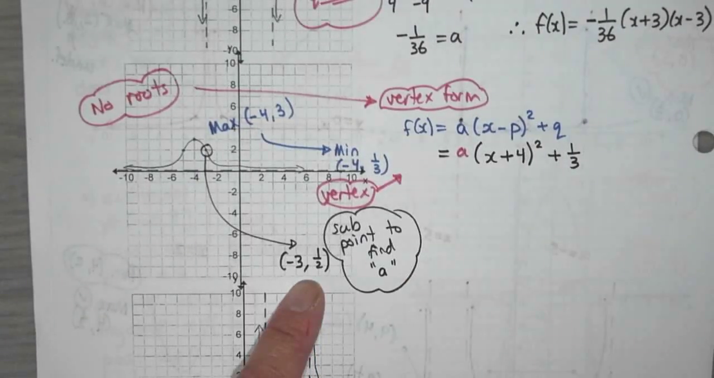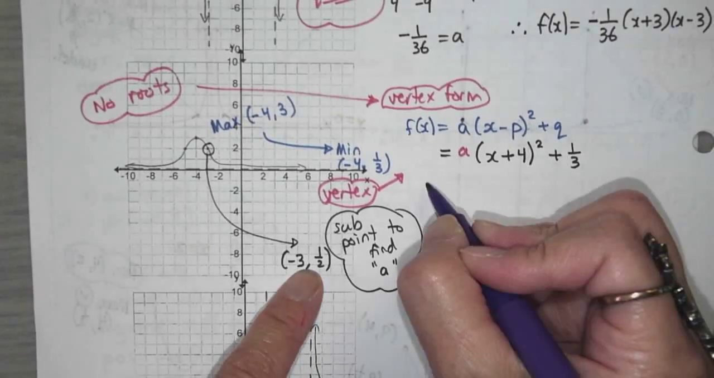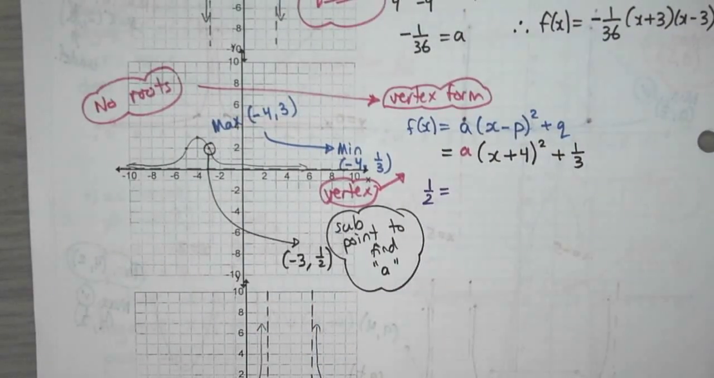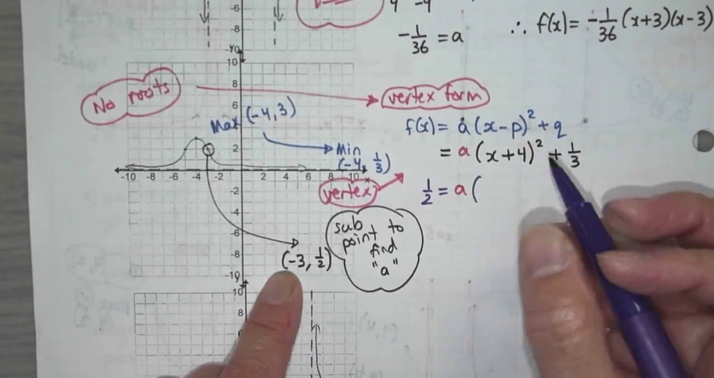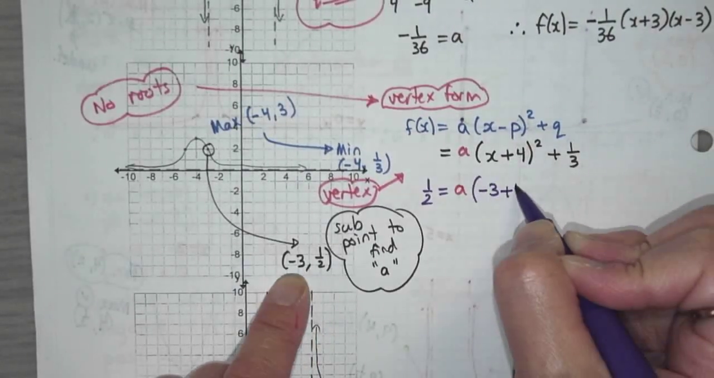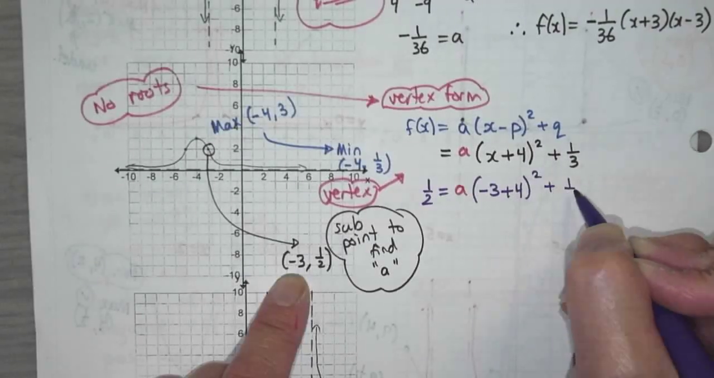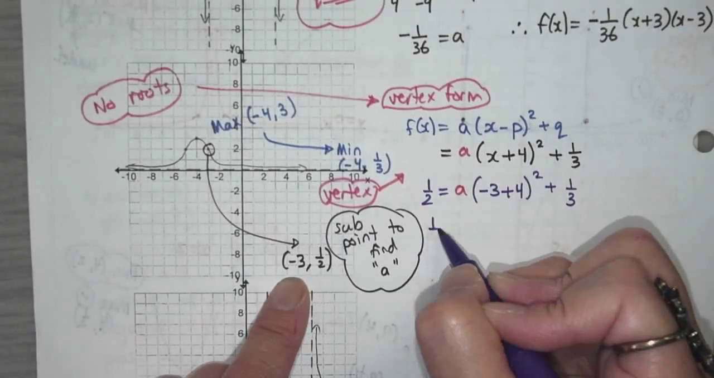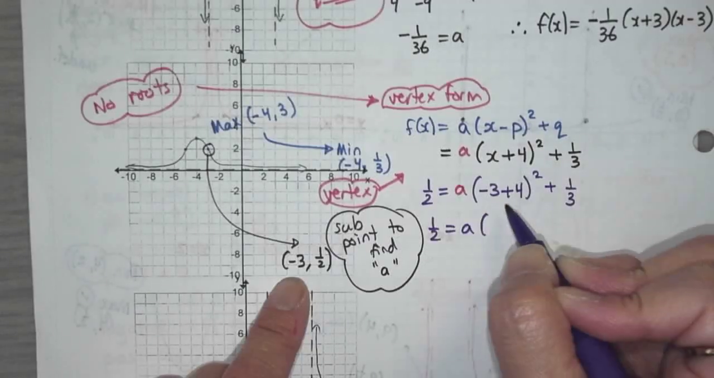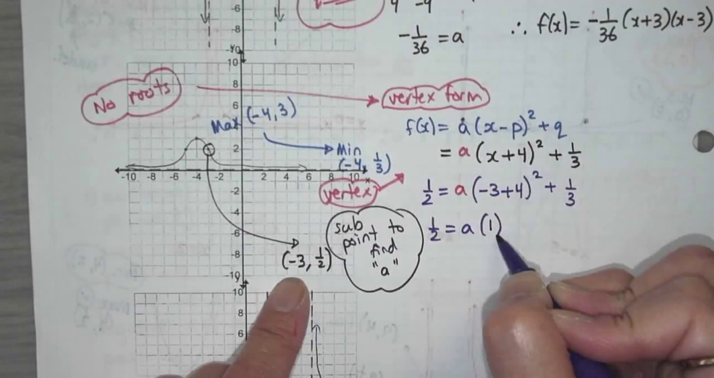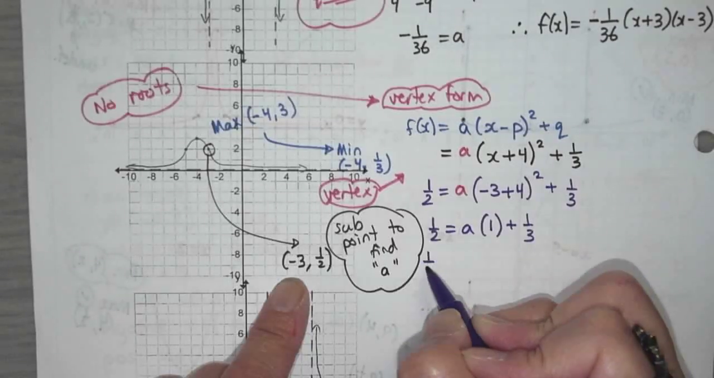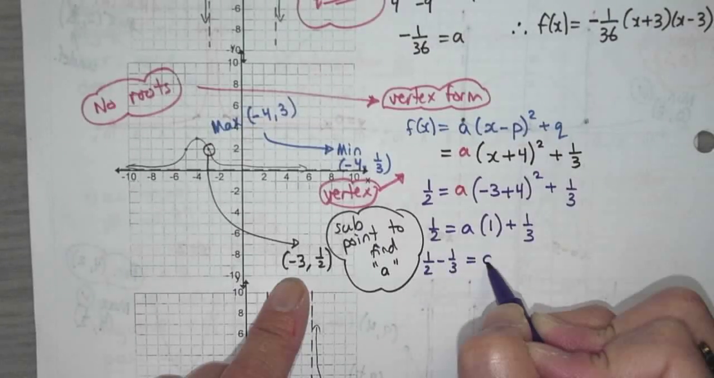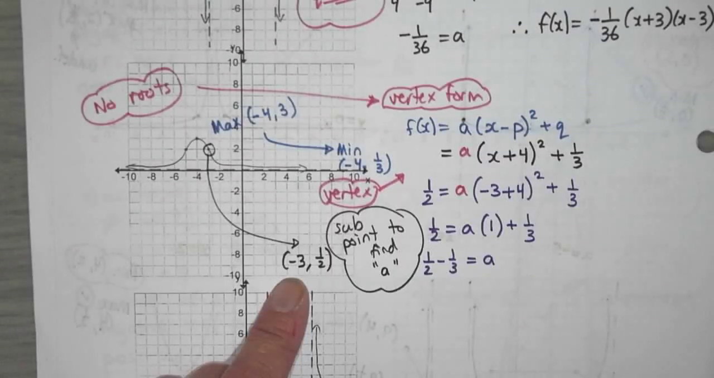1/2 goes here, equals, and we're still solving for A. And this will be x is -3, plus 4 squared, plus 1/3. So 1/2 equals A times 1 squared, so it's still just 1, plus 1/3. So this will be 1/2 minus 1/3 equals A. Does that make sense?